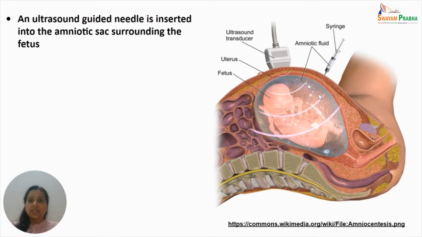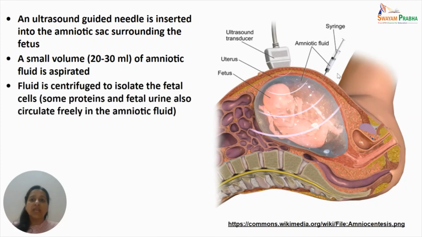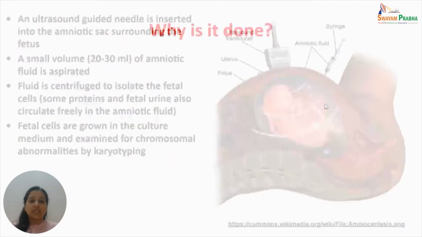A small volume, around 20 to 30 ml of amniotic fluid, is generally aspirated during amniocentesis, and that fluid is then centrifuged to isolate the fetal cells. Actually, the fetus keeps on shedding some of its skin cells, and apart from them some proteins and also its urine in the amniotic fluid which is present around it. So to remove those things, the fluid is centrifuged. The fetal cells are then grown in a culture medium and then they are examined for chromosomal abnormalities by karyotyping.